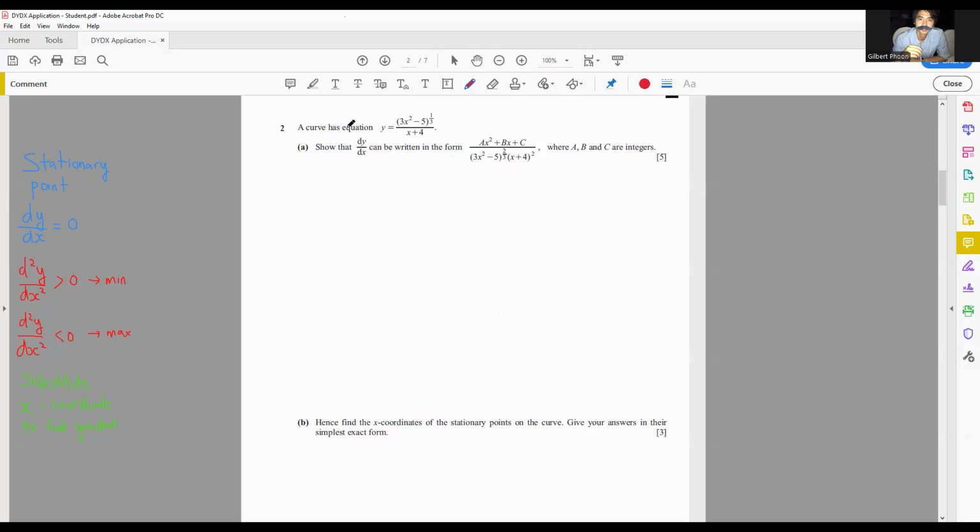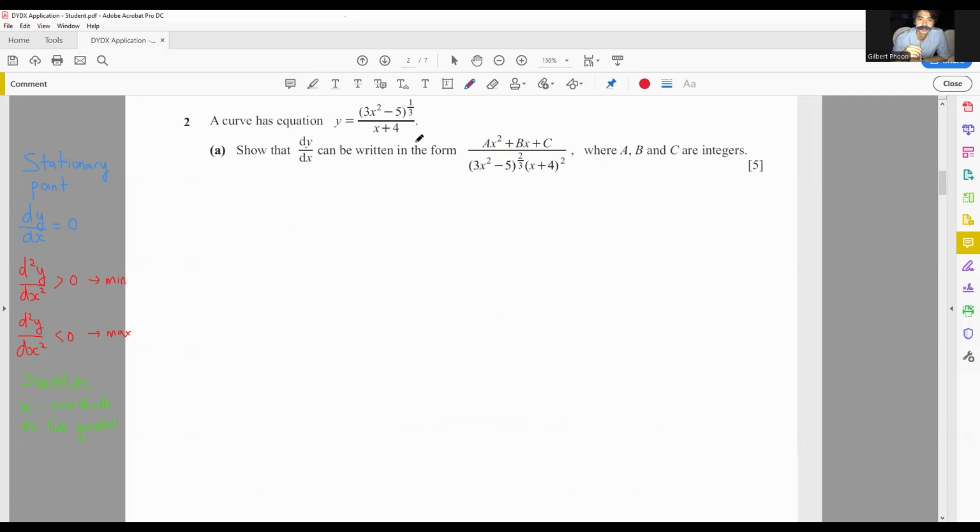In the next question, a curve has an equation of y equals (3x squared minus 5) to the power 1 over 3, over x plus 4. Show that dy/dx can be written in the form of (ax squared plus bx plus c) over this whole thing here, where a, b, c are integers. Meaning to say, they just want you to format your dy/dx properly.